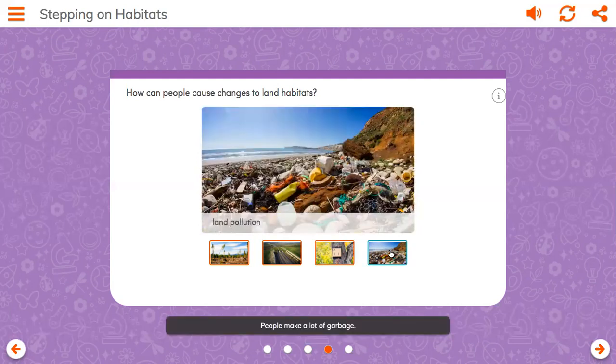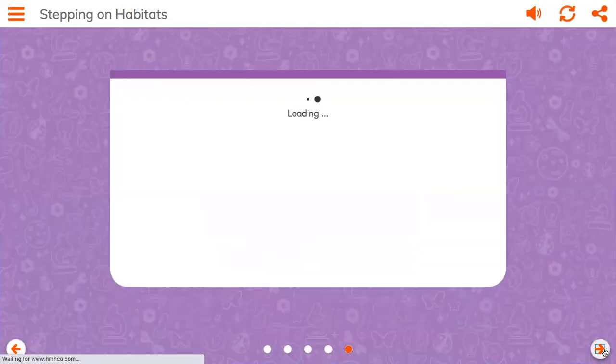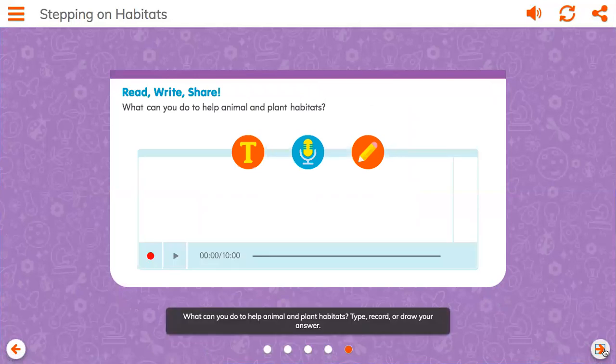People make a lot of garbage. Even when we recycle, a lot of garbage still ends up in landfills, like this one. But it's not just landfills that are a problem. Littering also causes land pollution. Not only does land pollution look terrible, it can also be harmful to animals. What can you do?